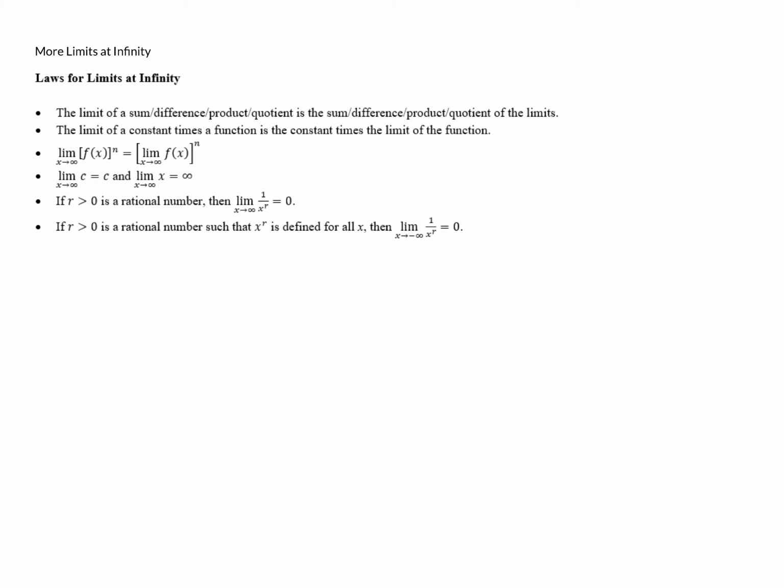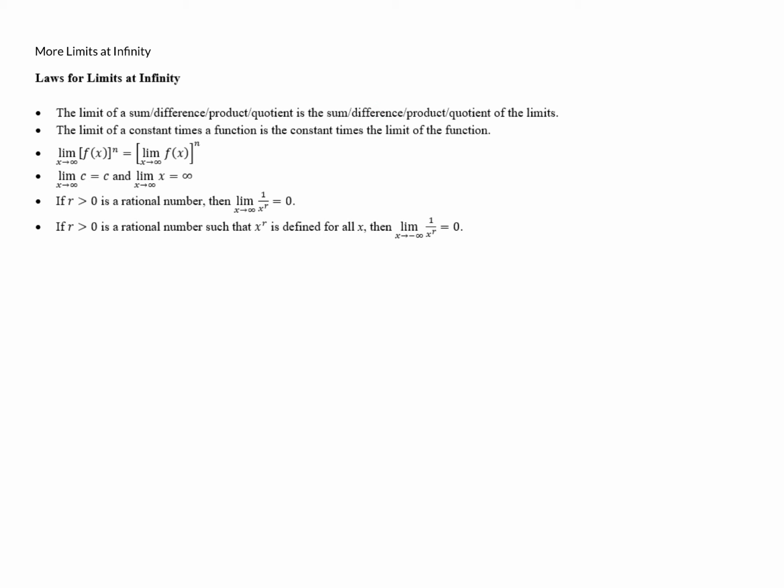But let's start by jumping into some limit laws. And here we have them. Some of these are very similar to the regular limit laws that we saw for limits that weren't at infinity, and so I want to go through some of these relatively quickly. First of all, this is very similar to what we saw with regular limit laws. The limit of a sum or a difference or a product or a quotient is the sum or the difference or the product or the quotient of the limits.